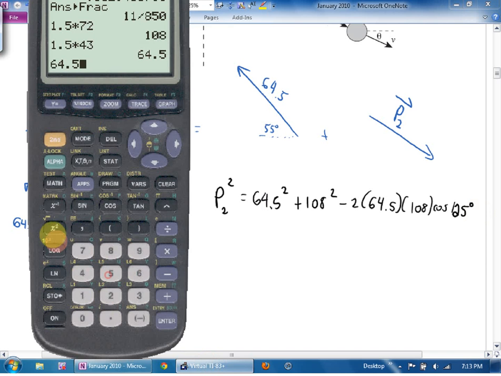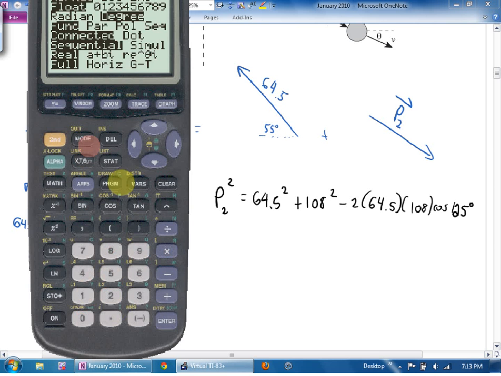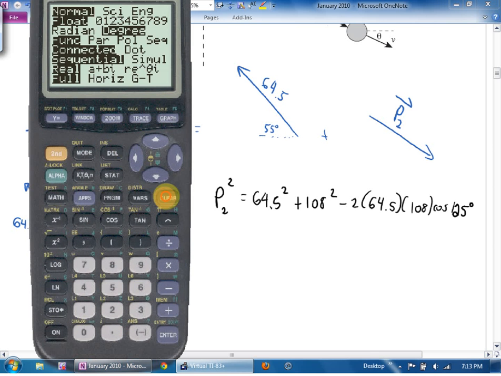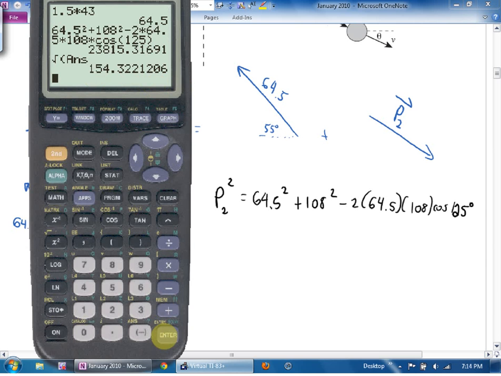64.5 squared plus 108 squared, minus 2 times 64.5 times 108 times the cosine of 125. I did go degrees. Enter. Now that's the final momentum of object 2 squared, so take the square root. I would write that answer down if on the provincial, but I'm trying to cut corners here.